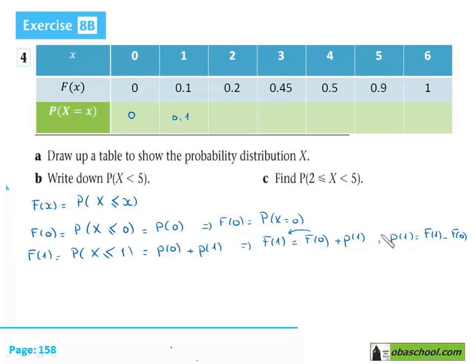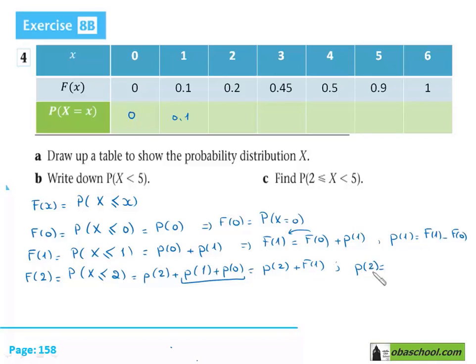Okay, now for F(2). It is the probability of X less than or equal to 2. Using the table, this is the probability of values that are 2 and less than 2. So, probability of 2 plus probability of 1 plus probability of 0. We need to find the probability of 2. If we add probability of 1 and probability of 0, we will get F(1). So we will write plus F(1). Therefore, the probability for X is 2 is F(2) minus F(1).